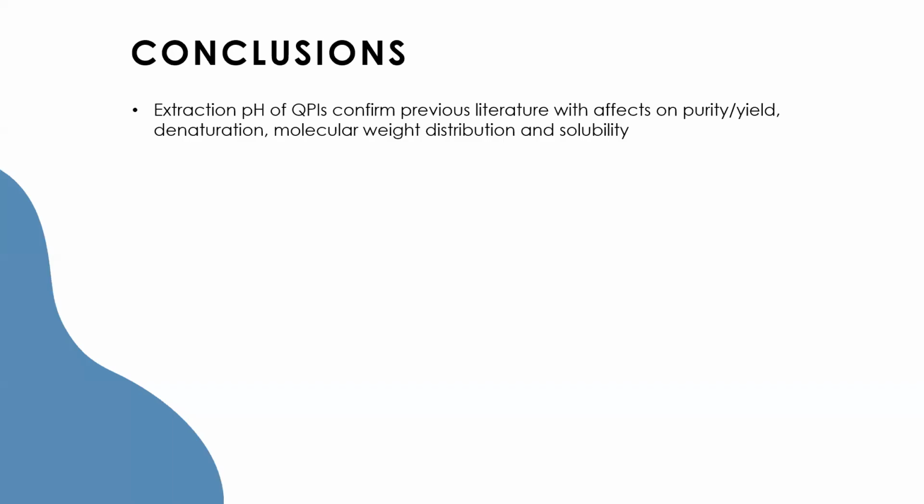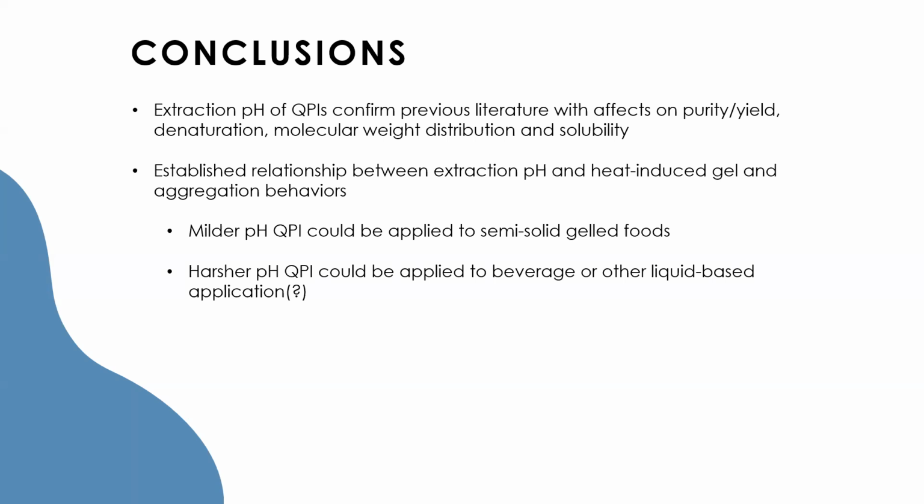So, in conclusion, they were able to establish that the extraction pH does have an effect on purity and yield, denaturation, molecular weight distribution, and solubility. Additionally, they established relationships between the extraction pH and heat-induced gelling behaviors, and thought that a milder pH QPI could be applied for semi-solid foods and used for a gelling application, and that harsher pHs, because they did not gel, could be applied to beverages and other liquid-based applications.